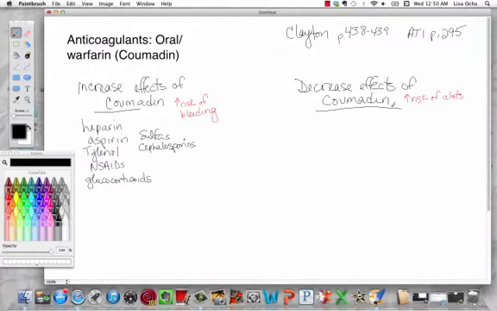Things that will decrease the effects of Coumadin: phenobarb. Remember, that was an anti-seizure medication. Phenobarbital, Tegretol, which was also an anti-seizure medicine, Dilantin, a seizure medication. If you go back and look at the lectures we did on those, you'll probably see these as well, that they decrease the effects of Coumadin. Oral contraceptives and vitamin K, foods high in vitamin K.